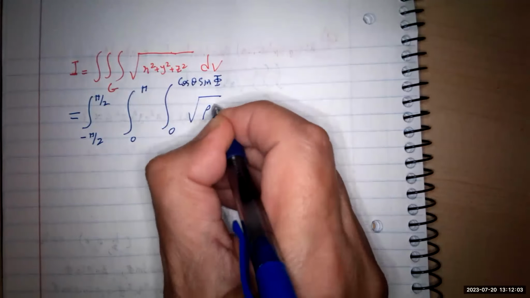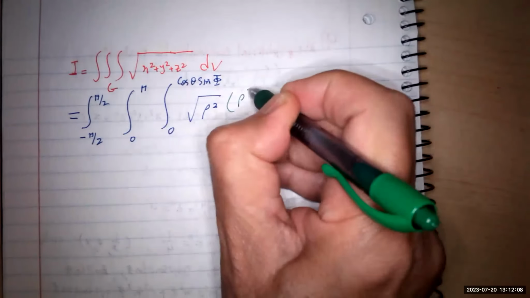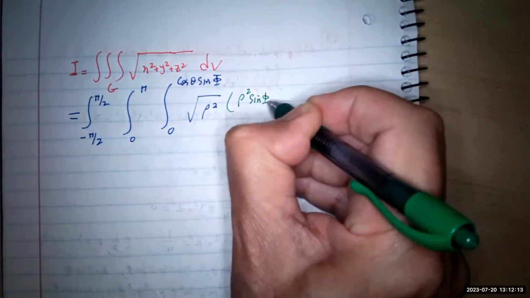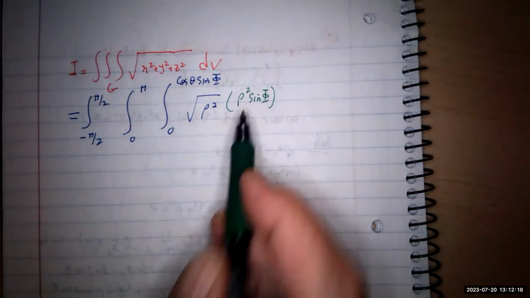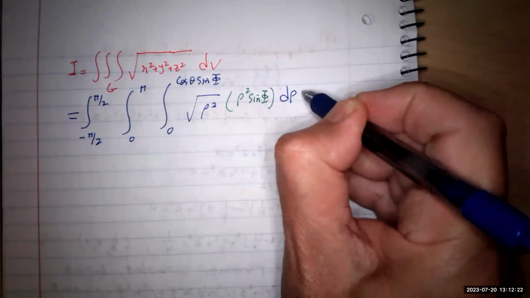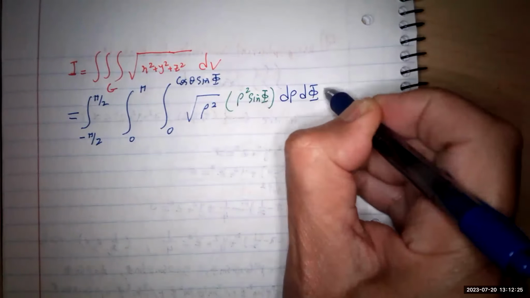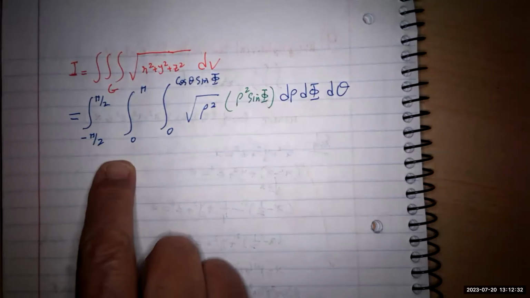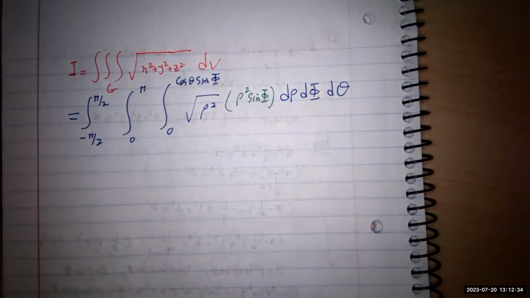It's a square root of rho squared, but with an extra term, which is rho squared sine of phi. Okay, rho squared sine of phi. Then the other part: I integrate with respect to rho, integrate with respect to phi, and with respect to theta. So this is how you, I'm sorry, yes, that's correct. Everything is correct to get these numbers.